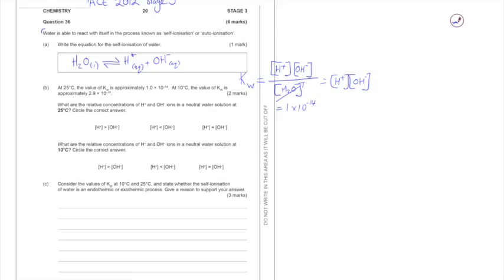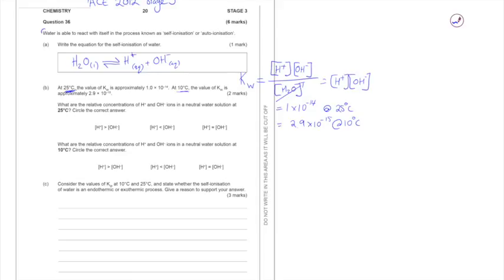Keep in mind, though, that this is actually at 25 degrees C, and we're given that at 10 degrees C, the value actually changes. And the value changes to 2.9 by 10 to the minus 15 at 10 degrees C.